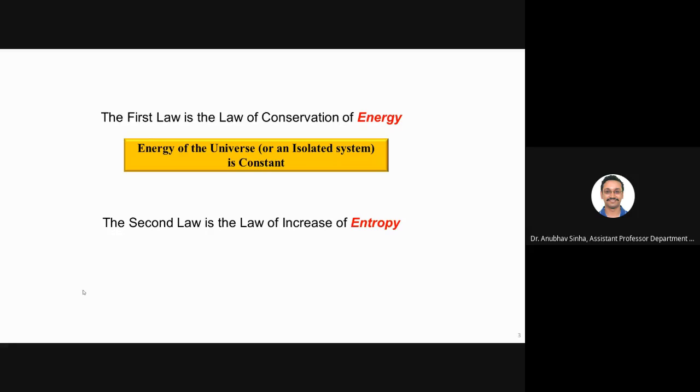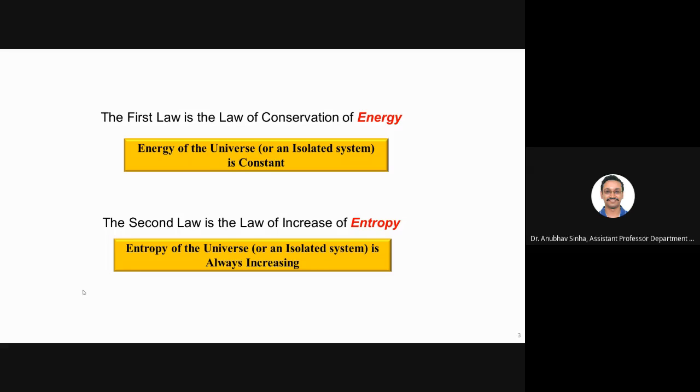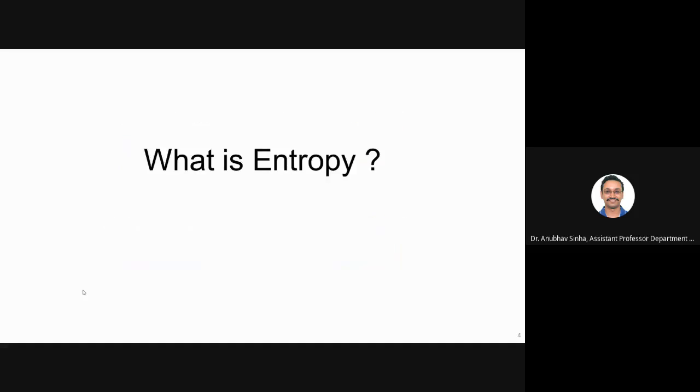Till now we have been talking in terms of heat engine, heat pump and all, but the crux of the second law is that the entropy of the universe is always increasing. For an isolated system we can say that entropy is constant or it is increasing. So we'll look at them step by step. First we need to define entropy. So the question is, what is entropy?